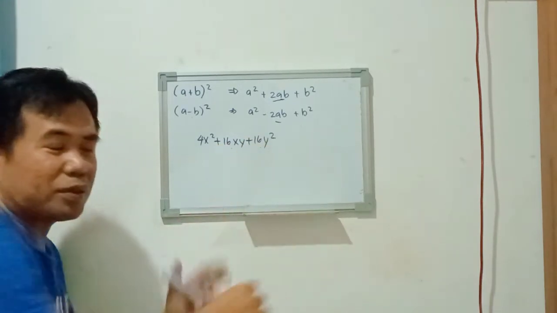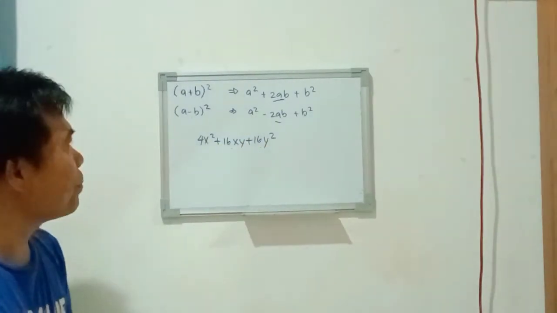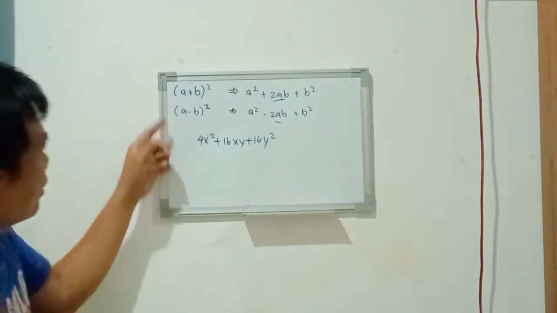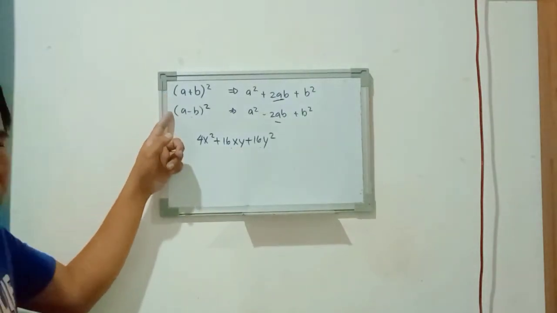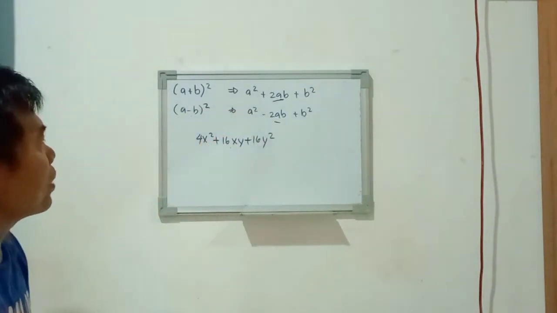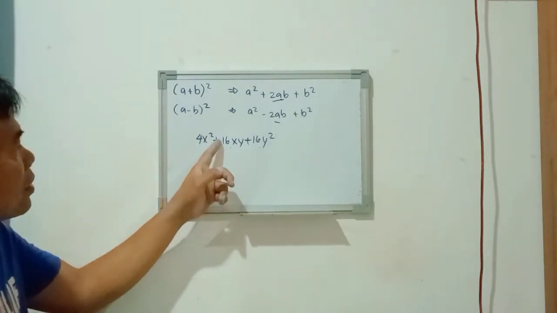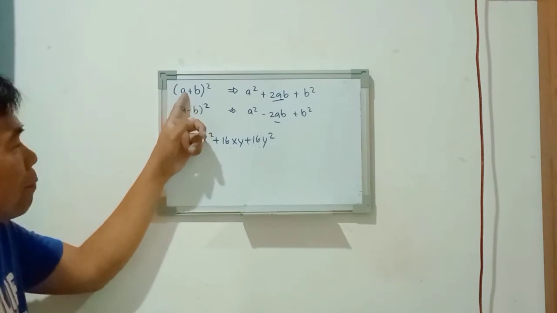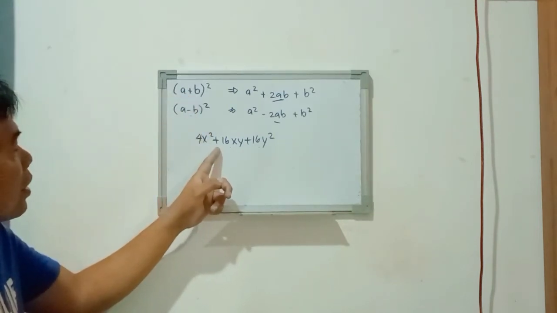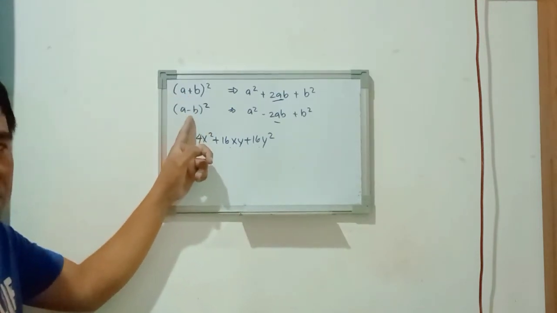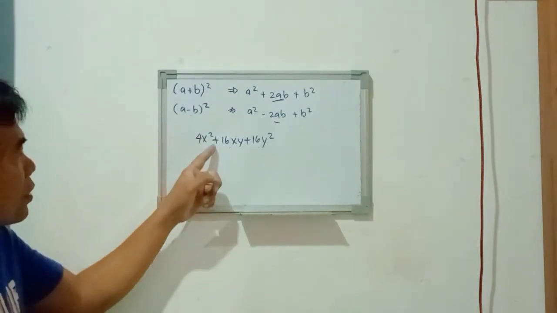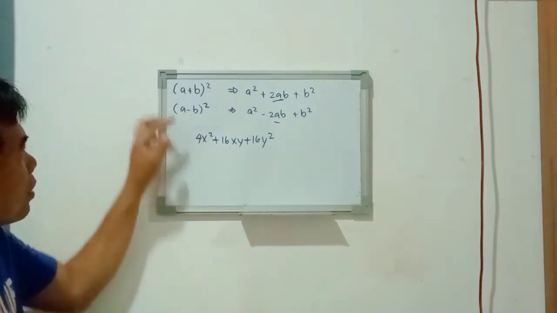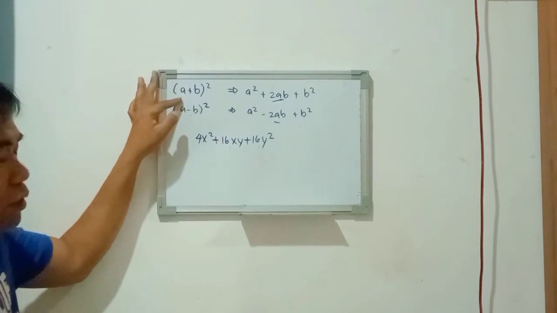So how do we factor a perfect square trinomial? Let's check the factored forms for the perfect square trinomial. If the middle term has a positive sign, then we will use this factored form. If the middle term has a negative sign, then we will use this factored form. Since the middle term has a positive sign, we will use the first factored form.